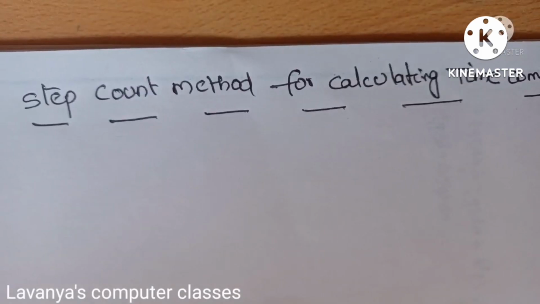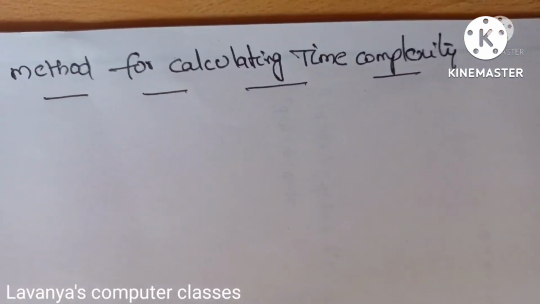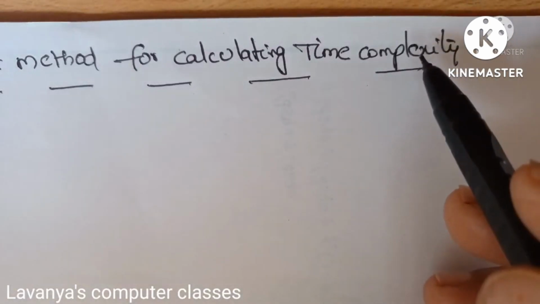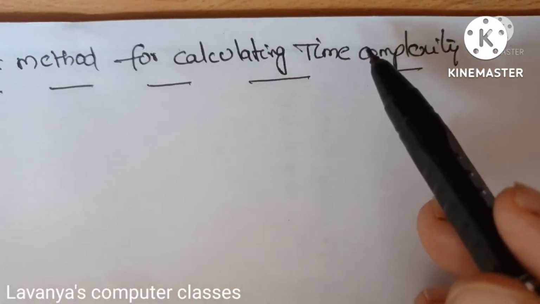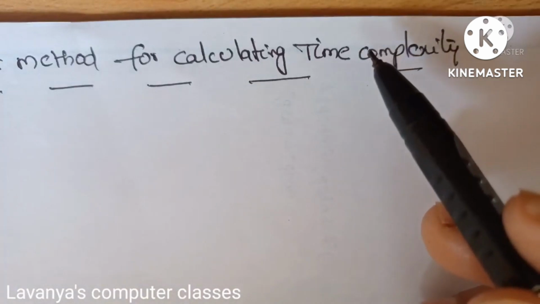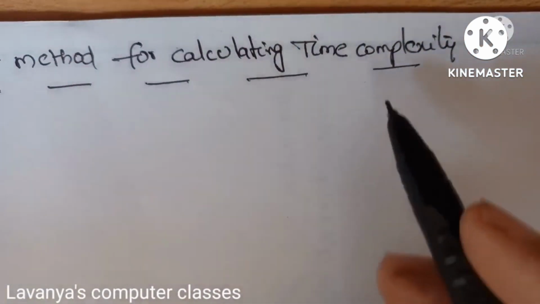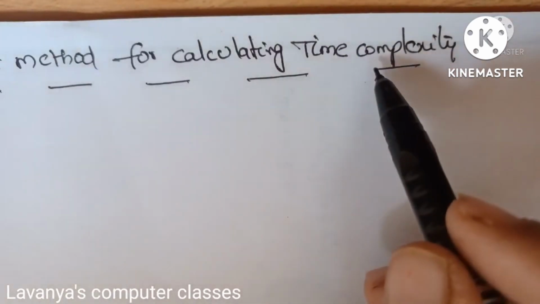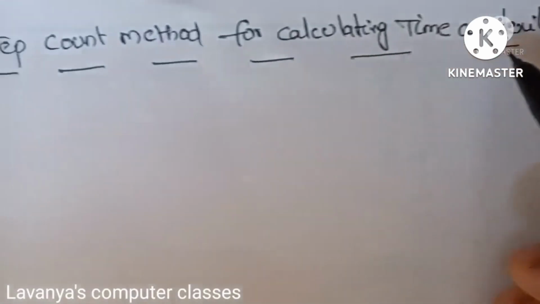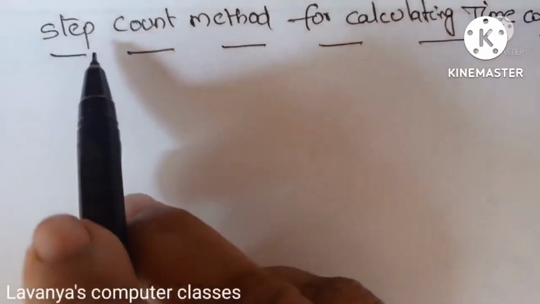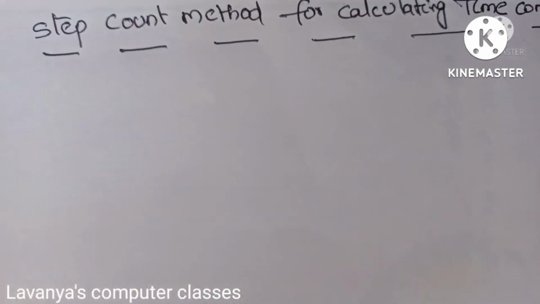I am going to explain the step count method for calculating time complexity. In the previous video I already explained what time complexity is. Time complexity means the average time taken for executing an algorithm, how much time we require for executing one algorithm. Now in this video, how to calculate time complexity using the step count method. I will explain the step count method in this example.